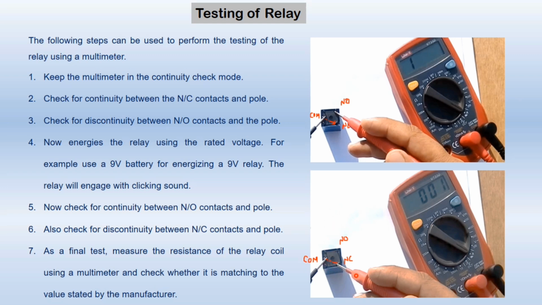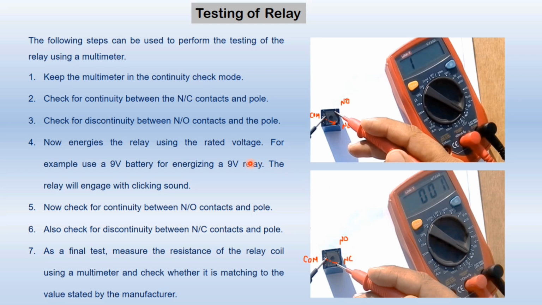Now we have connected the red probe to the normally closed position and black to the common terminal. And as we know, there is a connection between these two terminals. So at this time, the meter should give a beep sound. If it is giving a beep sound, it means your relay is a good one.